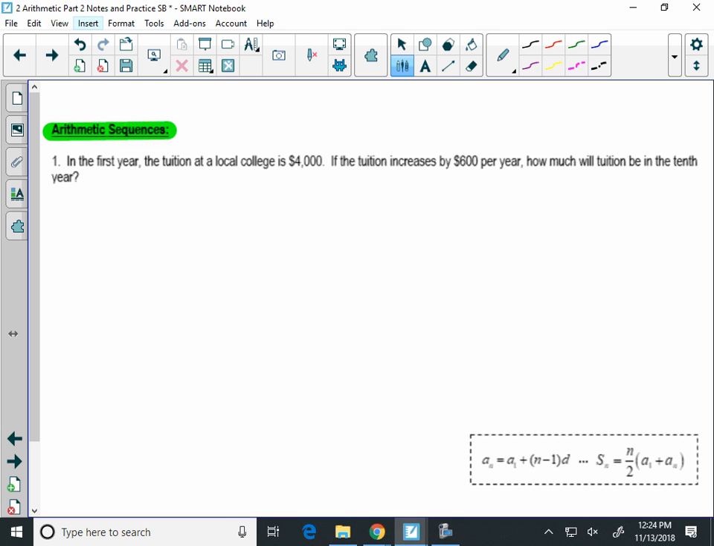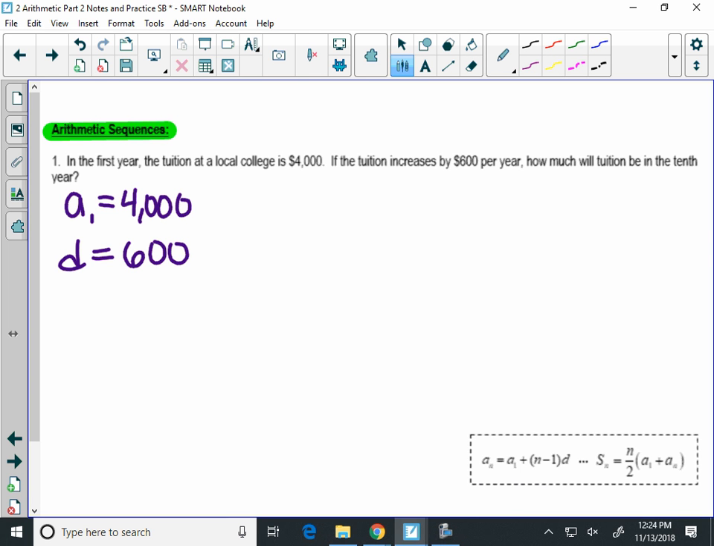So it says for the first one here, in the first year, so then let's write things down as we go. So in the first year, that would be A sub 1, if you're making a list. The first year of tuition at a college is $4,000. So the first term is going to be $4,000 in your sequence. If the tuition increases by $600 every year, what feature of a sequence would that be? D. Your common difference goes up by $600 every year.